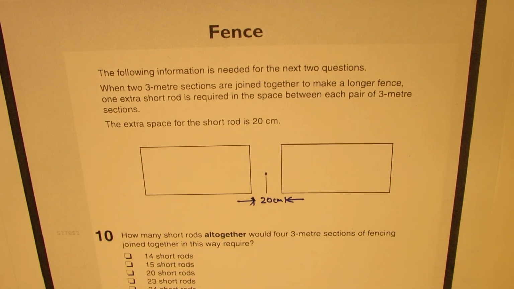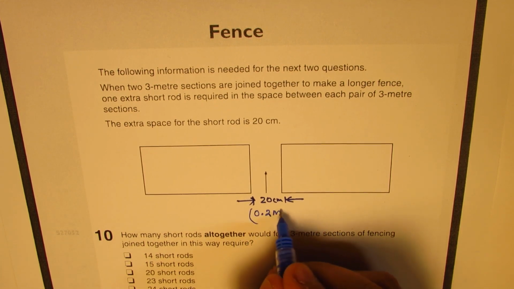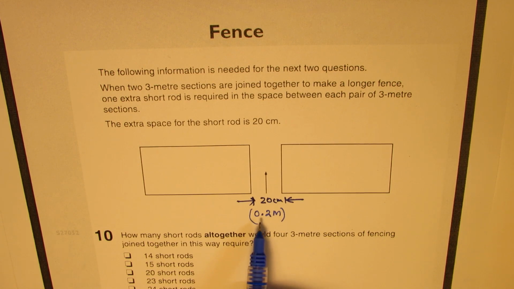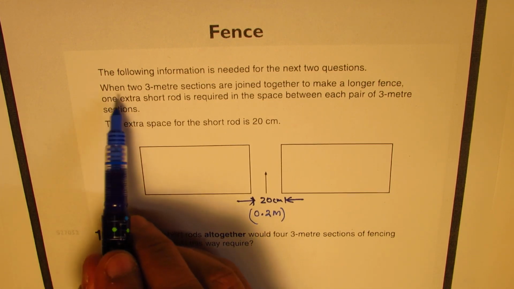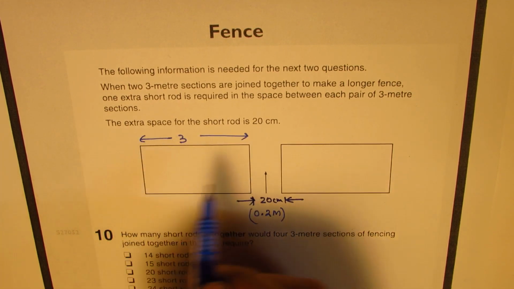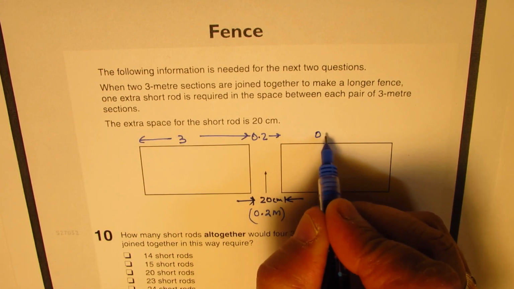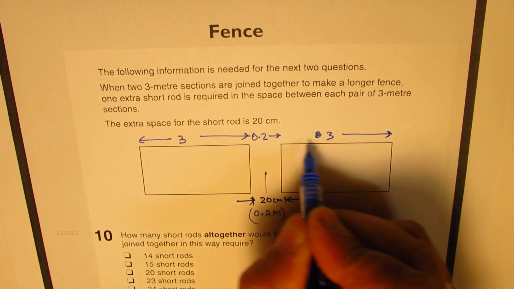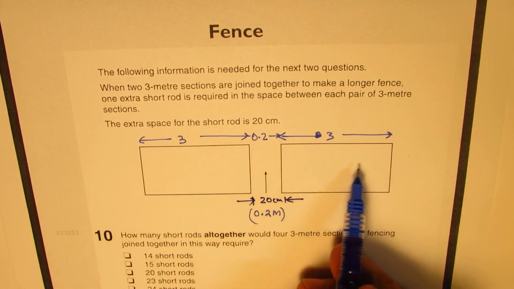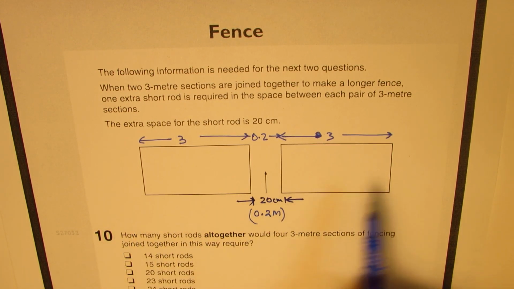This extra space. So what is 20 centimeters? In meters, 20 centimeters is basically 0.2 meters, right? So either you write 20 centimeters or you write 0.2 meters. Since we are talking about meters, this is 3 meters each, right? So this is, we'll say 0.2, right? And then again 3 meters. So two sections of 3 meters can be attached with one extra short rod. And the total length will be now 3 plus 3 plus 0.2 meters, correct?